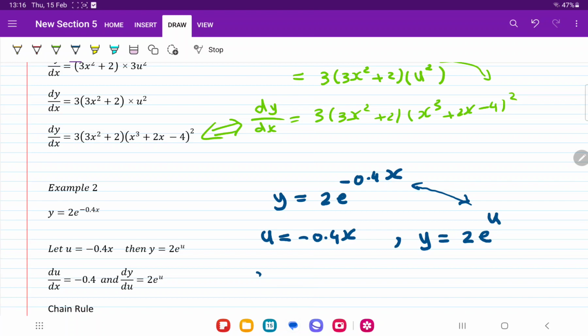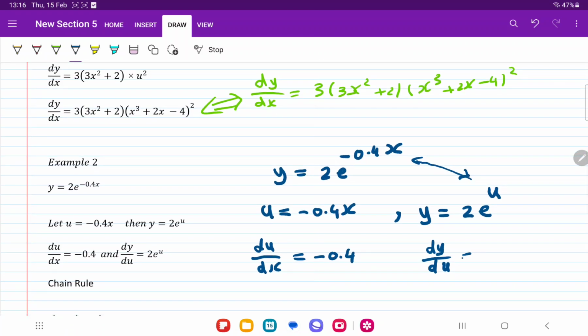We're going to differentiate these. This will be du over dx, and this will be dy over du. Again, we're just going to end up having negative 0.4, as the x's will cancel. And if you go to the table of differentiation, you will see the exponential function. When we differentiate it, it will remain the same.